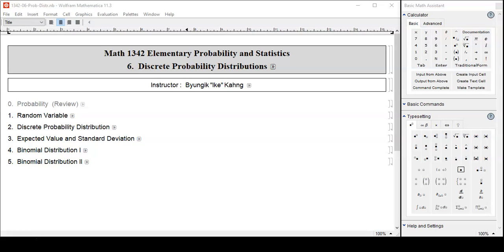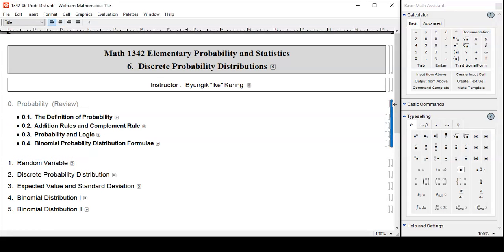Hello students, let's begin lesson 6, Discrete Probability Distributions. In section 0 of this notebook, you can find a brief review on probabilities, which we covered in lessons 4 and 5. The detail is left to the students.